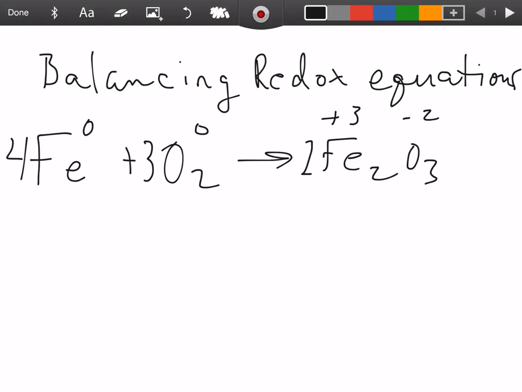All right, so right after this, I'm going to take a look at balancing redox reactions, which are significantly more challenging.